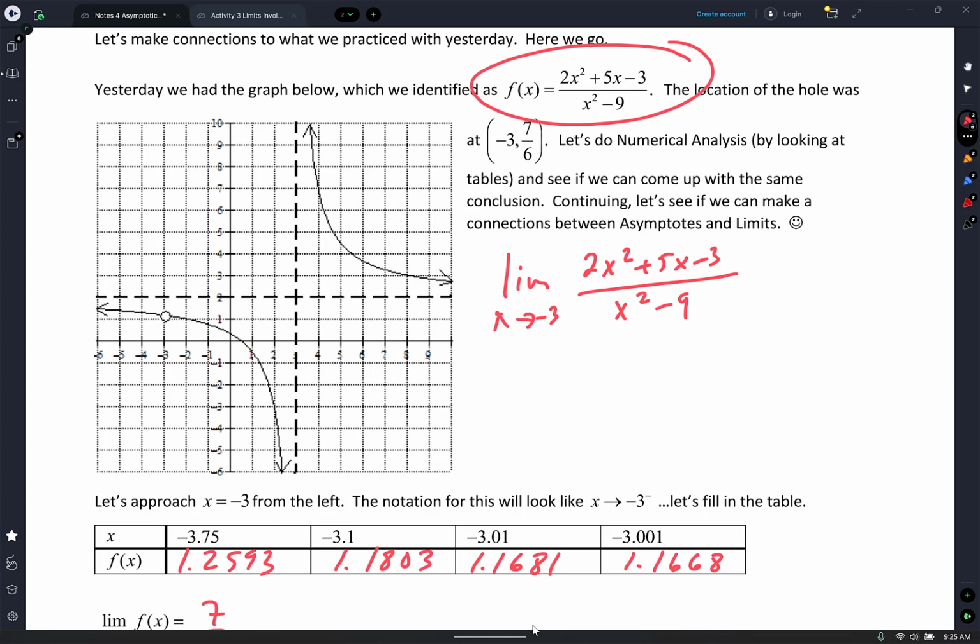Can I do direct substitution? If I plug in negative 3, negative 3 squared is 9, 9 plus 9 minus 9 is... can I do direct substitution? No, but notice that I can factor. So I'm still going to write the word limit as x approaches negative 3. In the numerator, I'm going to have 2x and x like so. Now I need to put my 1 and 3 somewhere. Where does my 1 go? Where does my 3 go? Which one's positive and which one's negative? I need the bigger number to be positive.